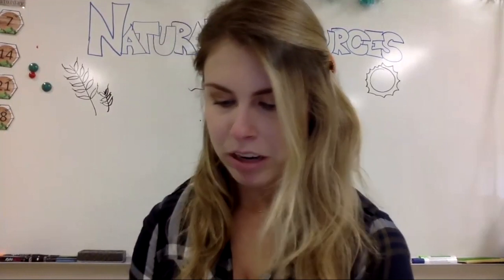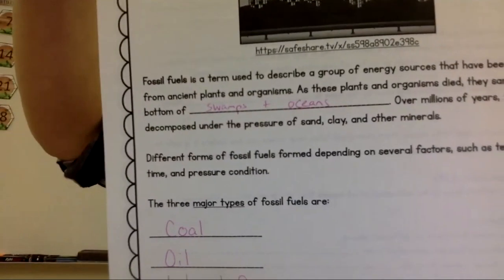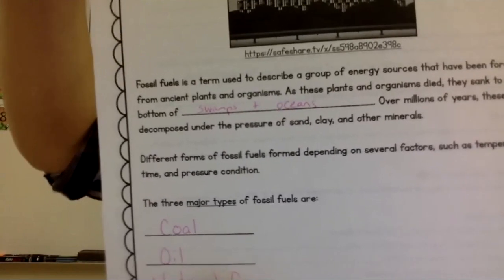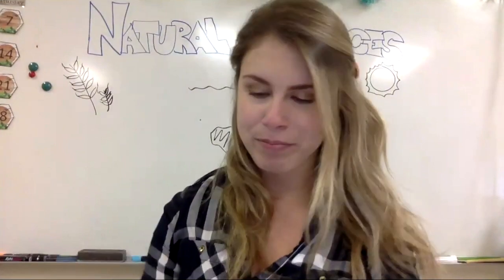Fossil fuels is a term to describe a group of energy sources that have been formed from ancient plant and organisms. That means dinosaurs. As these plants and organisms died, they sank into the bottom of, do you remember what the lady said? She said swamps and oceans, spelled like that. Swamps and oceans. Pause the video if you need to spell that. Sorry about my messy printing.